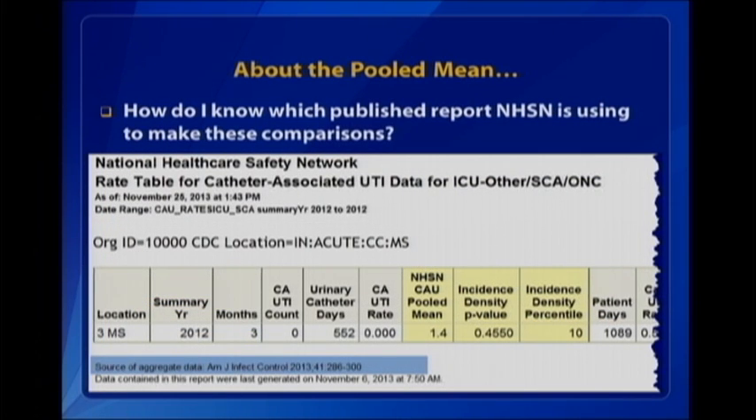Okay, we get this question a lot. How do I know which published report NHSN is using to make comparisons? Well, for one, we include it in the footnote. There's that footnote I was telling you. It can answer a lot of helpful questions. So we include the reference to the published report that we're using for that pooled mean, okay?